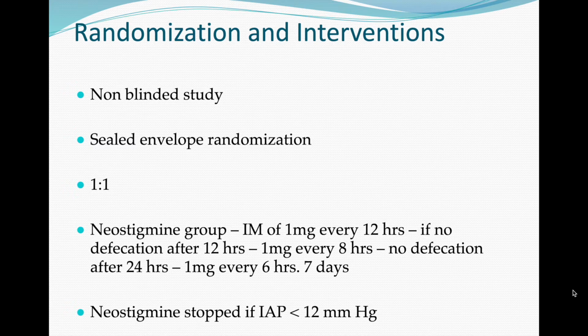In the neostigmine group, the protocol was intramuscular neostigmine of 1 mg every 12 hours. If no defecation after 12 hours, it was given 1 mg every 8 hours. And if no defecation after 24 hours, it was given 1 mg every 6 hours for 7 days. So they wanted to study the effect of neostigmine in the reduction of IAP at day 7. Now neostigmine was stopped if IAP came below 12 mmHg. That is, there was no more evidence of IAH, intra-abdominal hypertension, then the neostigmine was stopped.